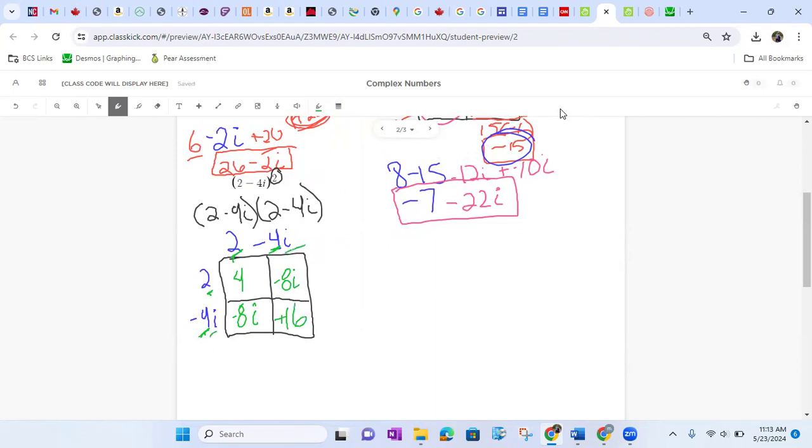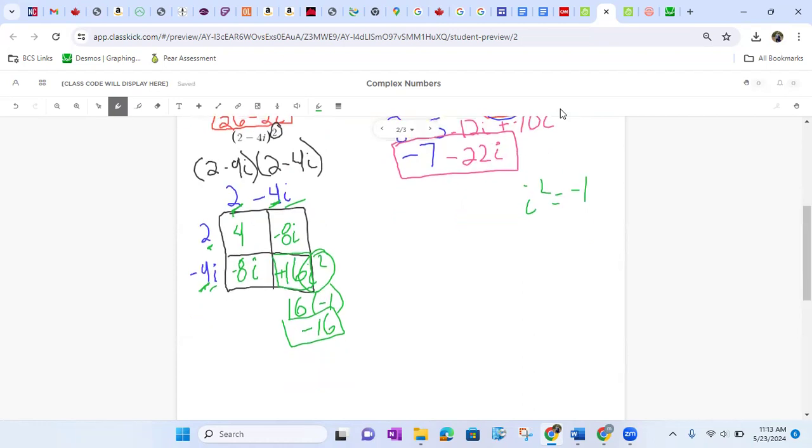i times i is i squared, but remember, i squared equals -1. So I'm going to replace the i squared. I'm going to say 16 times -1. 16 times -1 is just simply -16. So this is the number we are going to use for this box right here.